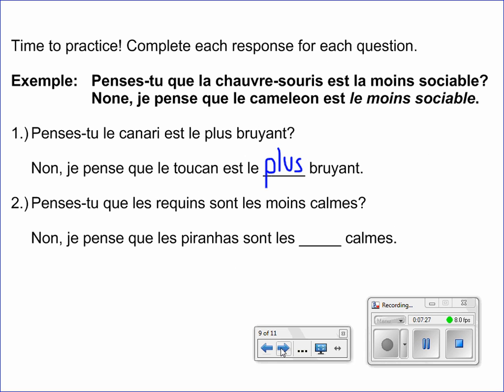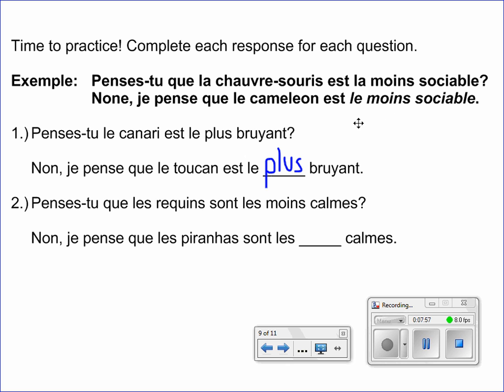So what you're going to do is you're just going to fill in the correct word in the blank, either plus or moins. Okay, so penses-tu la chauve-souris est la moins sociable? Do you think the bat is the least sociable? And here, excuse the typo, I've written non. Je pense que le chameleon est le moins sociable. No, I think the chameleon is least sociable.